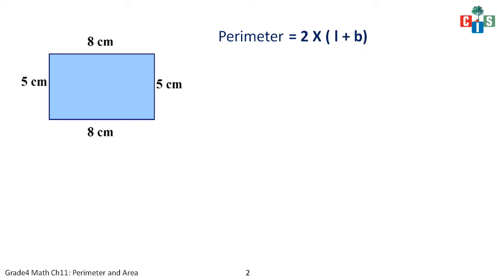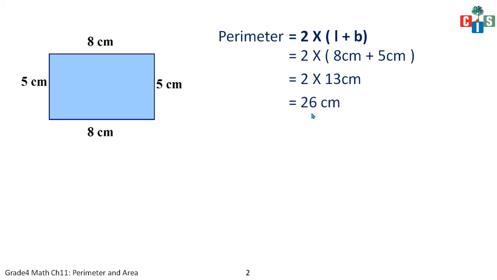Now for the length, you will substitute the value. For the length, it's 8 centimeter. For the breadth, it's 5 centimeter. So in place of length I have written 8, and in place of breadth you have to write 5. Now the important thing: you have to first solve the brackets. Whenever anything is in the bracket, you have to first solve the bracket. So 8 plus 5 will give me 13, and 13 multiplied by 2 will give me 26 centimeter. So this is the perimeter of the rectangle.